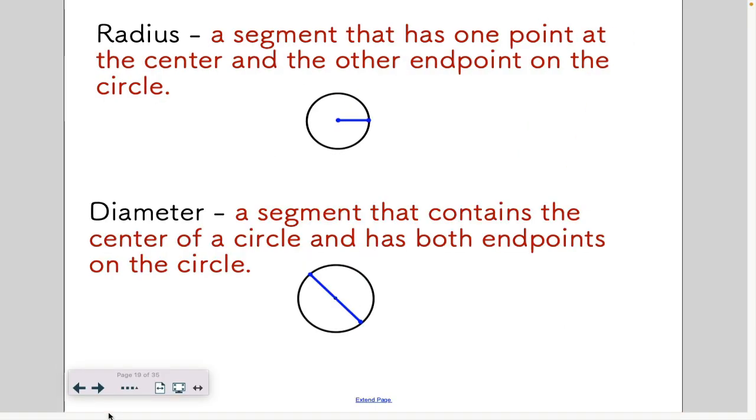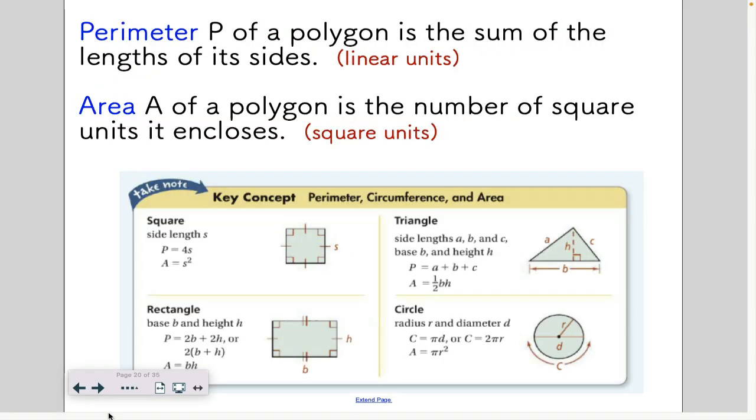Okay? Radius and diameter, you'll notice the definitions are there for you. I'm not going to insult your intelligence. You know what the difference is. However, there are definitely times where we need this, and times where we need that. By full definition, they're defined by their endpoint. The perimeter P of a polygon is the sum of the lengths of its sides. The area A of a polygon is the number of square units it encloses, and we measure that in square units.